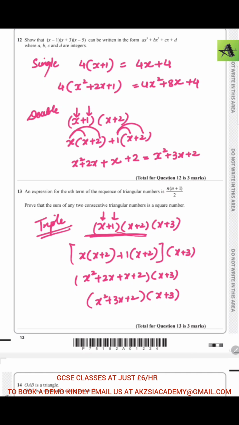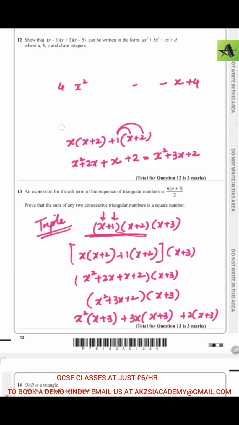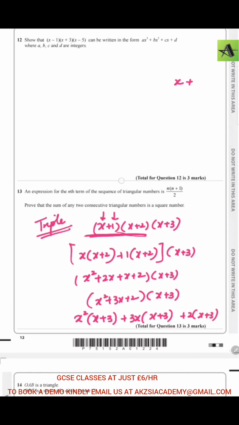Again, moving with the same concept that says that multiply every term of the first bracket with the second bracket. So x squared will be multiplied with x plus 3. Then 3x will be multiplied with x plus 3. And 2 will be multiplied with x plus 3. And now I have to simplify. So this is how you can solve triple brackets. Now coming back to this question, which is an example of the triple brackets.